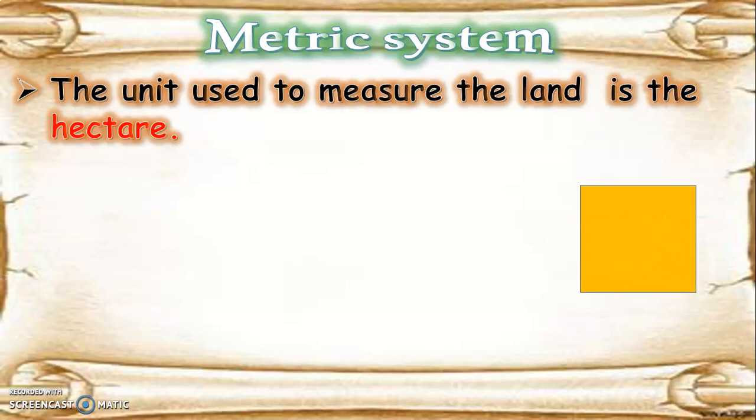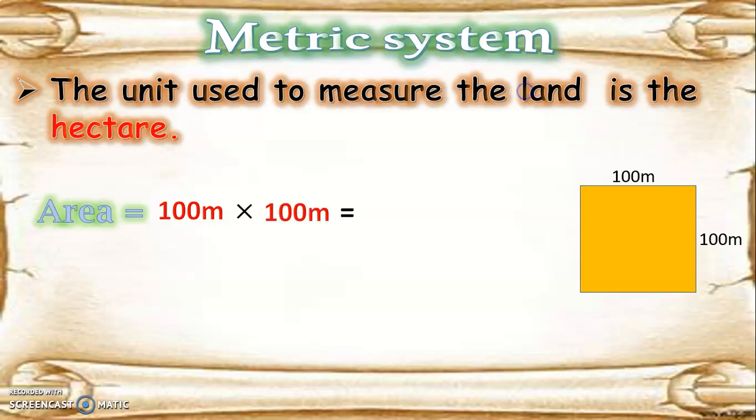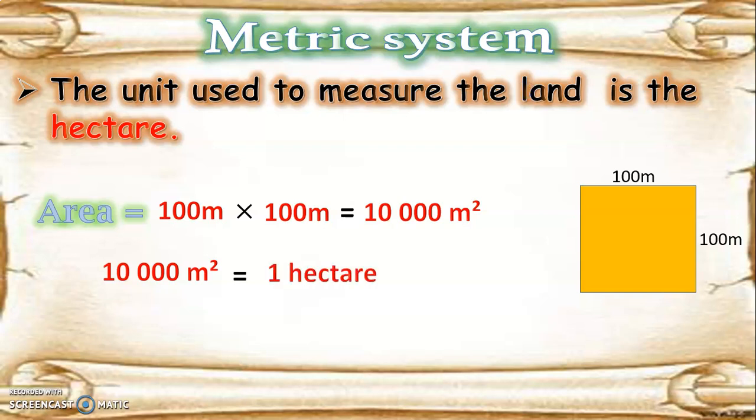Looking at this square, it has a 100 meter and a 100 meter side. So in order to get the area of this square, we will multiply the 100 meter by 100 meter, which is equal to 10,000 meters squared. And 10,000 meters squared is equal to 1 hectare. It means this square is showing 1 hectare.